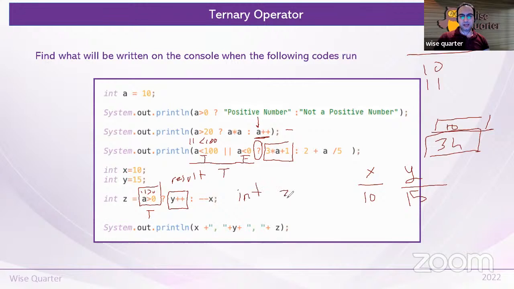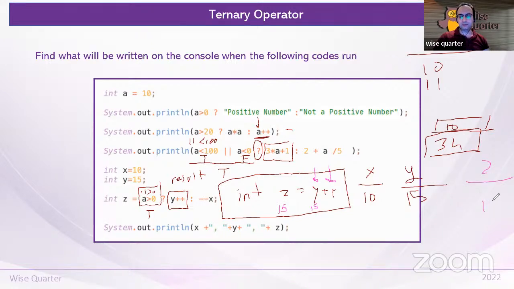Integer Z equals Y plus plus. This is the code. Then we calculate the ternary. When it is like this, it means first do the job, then the increment. Y's value is 15. Z will also be 15. And then Z will be 15. Then I should increase the value of Y to 16.